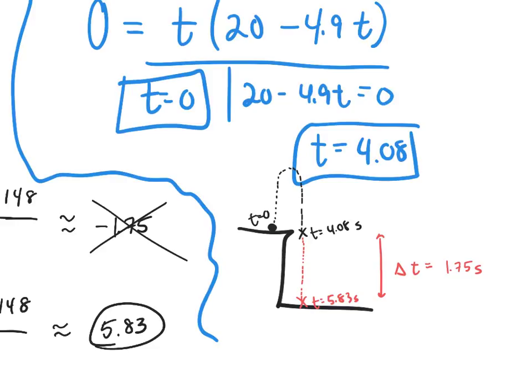Okay, so try to make sense of physically what's happening here. It takes about 2 seconds to get to max height, another 2 seconds to come back to cliff height, and then another 1.75 seconds to get to the bottom. If I added together the 4.08 plus the 1.75, I would get 5.83. Again, 5.83 is the total time, so I can add together all my little time segments along the way.